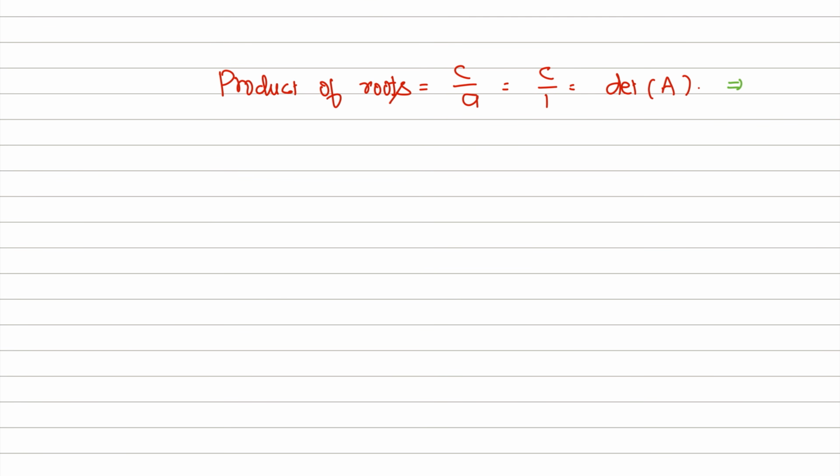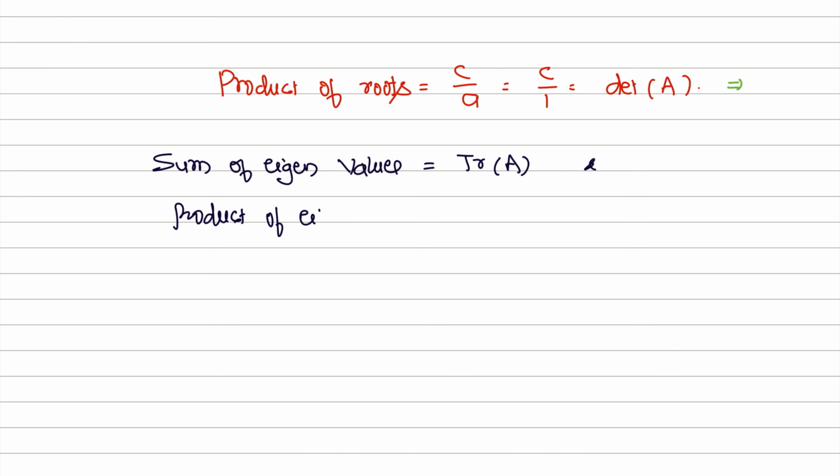That implies sum of eigenvalues is equal to trace of A and product of eigenvalues is equal to determinant of A. These are the two theorems we have proved.